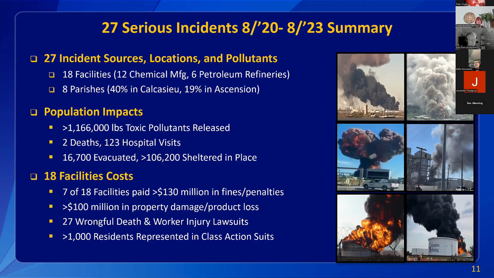They resulted in 2 confirmed deaths, 123 confirmed hospital visits, more than 16,000 people evacuated, and more than 106,000 sheltering in place, and tremendous costs to the facilities. During that 3 years, 7 of those 18 facilities paid more than $130 million in fines and penalties. There was more than $100 million in property damage and product loss. At least 27 wrongful death and injury worker lawsuits were filed, and tens of thousands of residents are now represented in class action lawsuits.